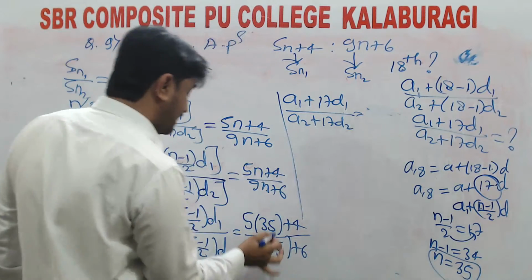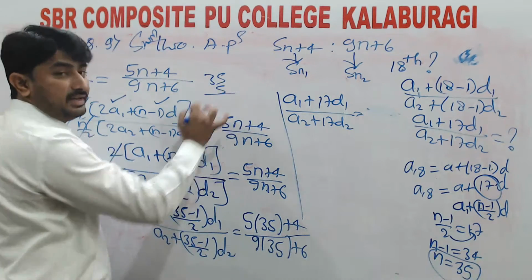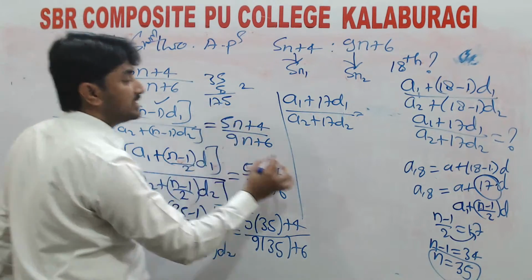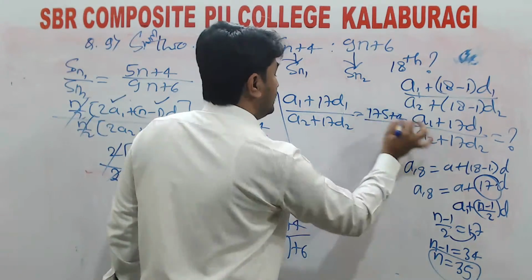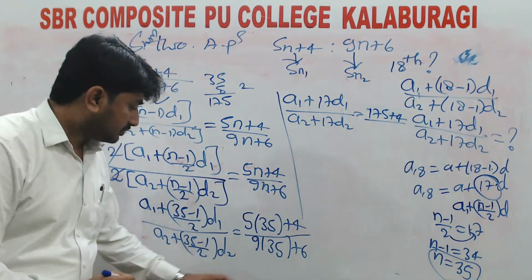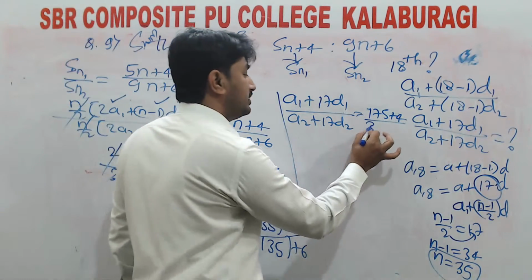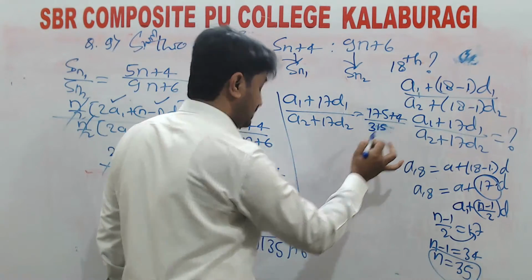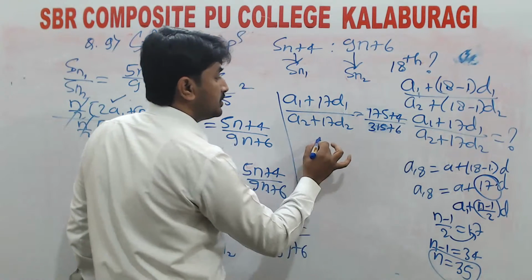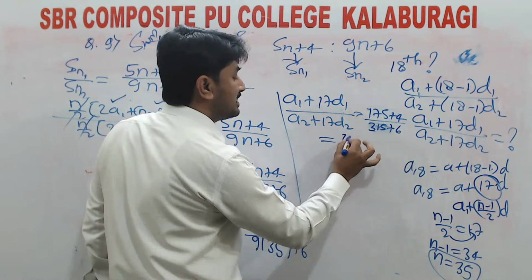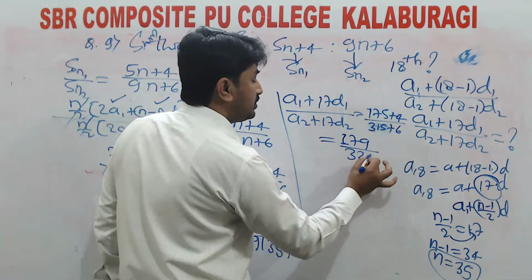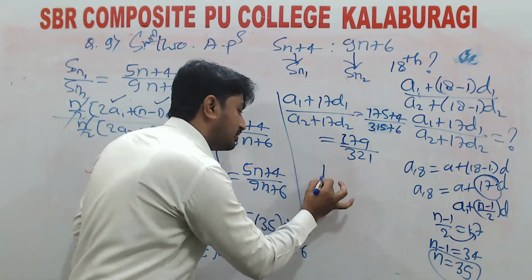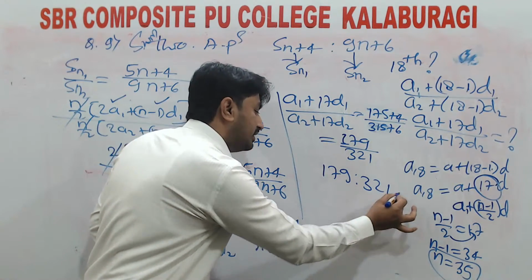35 into 5 is 175, plus 4, and 35 into 9 is 315, plus 6. So 175 plus 4 is 179, divided by 321. These two are non-divisible numbers. That's why the required ratio is 179 is to 321.